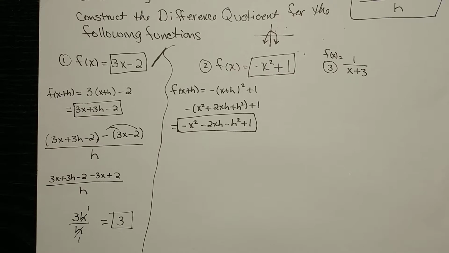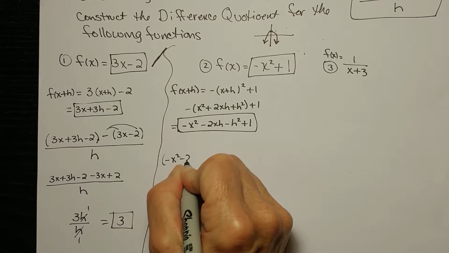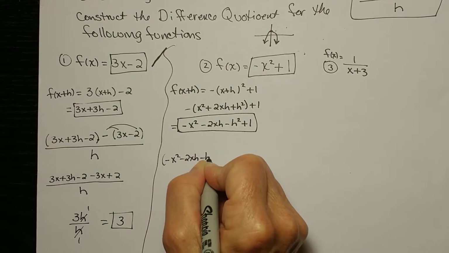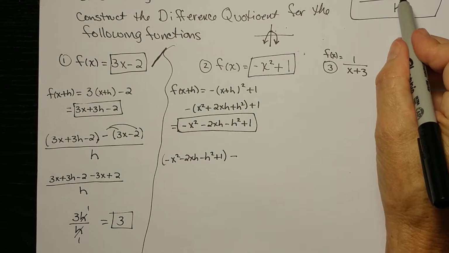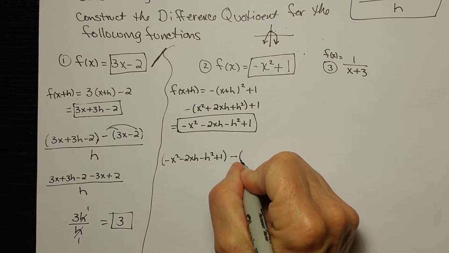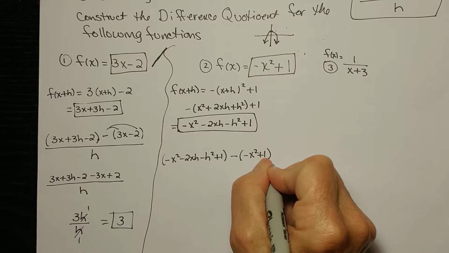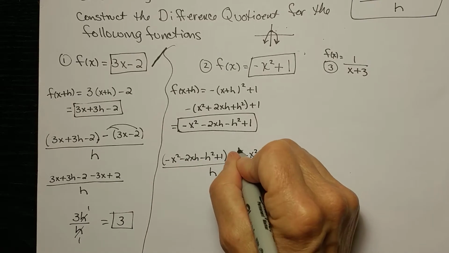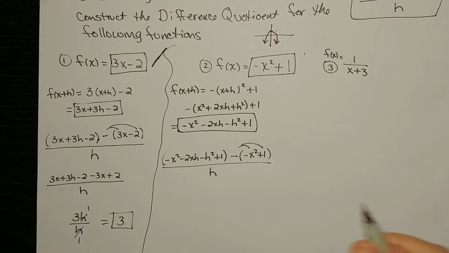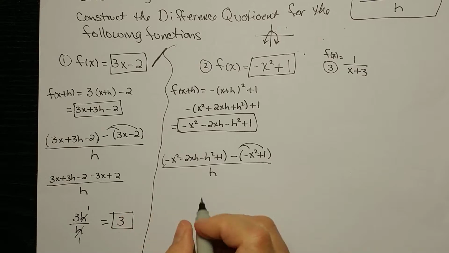Now I will construct the difference quotient. f of x plus h, negative x squared minus 2xh minus h squared plus 1, minus f of x, in this case negative x squared plus 1, all over h. I'm going to distribute this negative to each of these terms, and I don't really need these parentheses because there's a 1 outside of that.